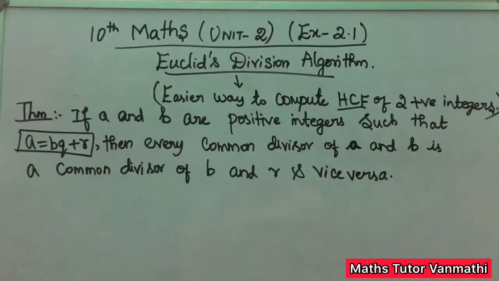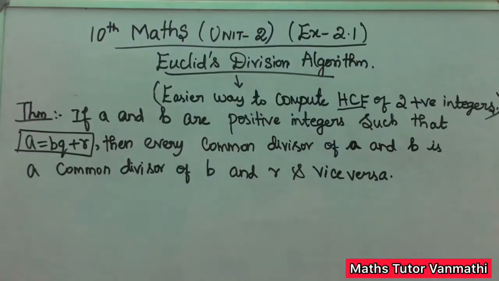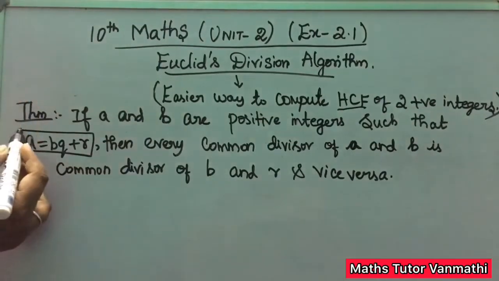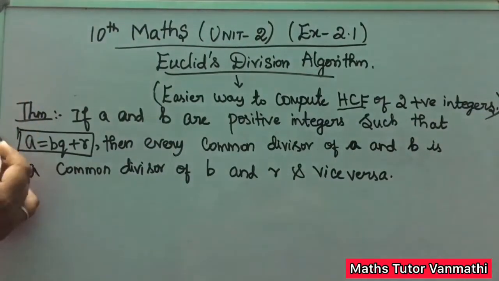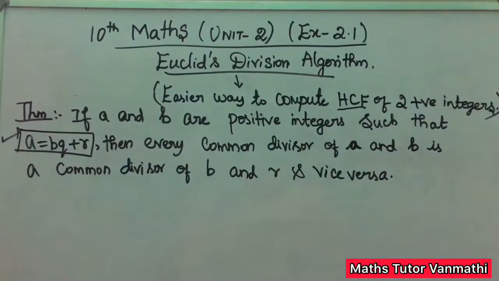Okay, the theorem is: if a and b are two positive integers we are considering, such that we are using the Euclid's division lemma, a equal to bq plus r. Here a, b are two numbers, q is your quotient and r is your remainder.